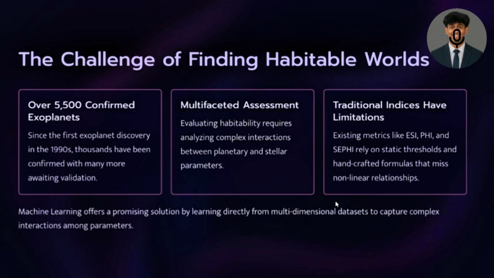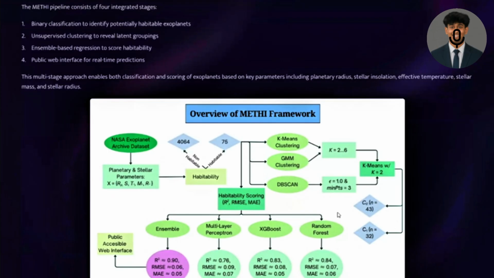If we want to go into the framework, I can bring everything down into 4 stages: the binary classification, then the unsupervised clustering, then habitability scoring, and finally the public web interface. This is the NASA Exoplanet Archive source data set that's available to everybody. It shows all the current exoplanets found today. We took the main 5 parameters that are used to assess habitability on an exoplanet.